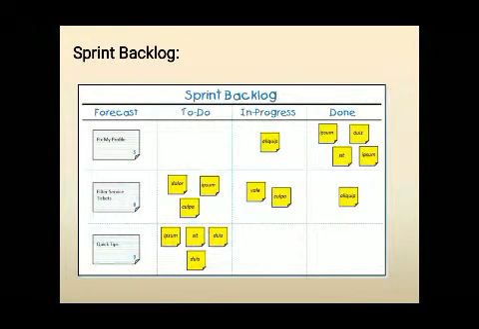The sprint backlog is an output of the sprint planning meeting. The sprint backlog is a list of tasks identified by the Scrum team to be completed during the Scrum sprint. The sprint backlog is a subset of the product backlog.